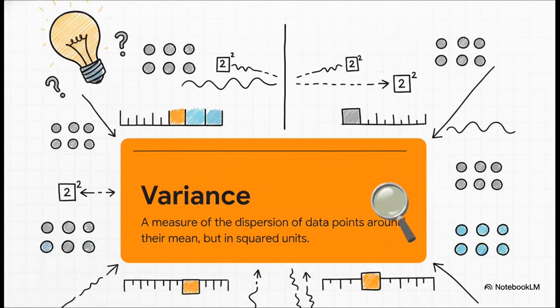So, for a more sophisticated look, we have variance. What this does is it looks at every single data point, measures how far it is from the mean, squares that distance, and then it takes the average of all those squared distances. The only kind of weird thing is that the result is in squared units, like square dollars or squared friends. What does that even mean? It's not super intuitive, is it?